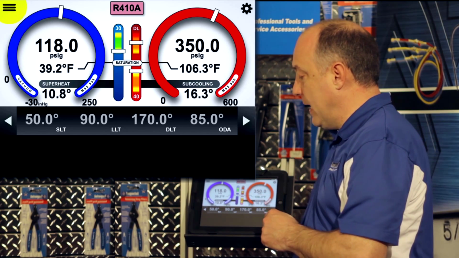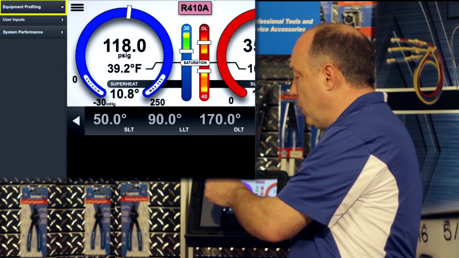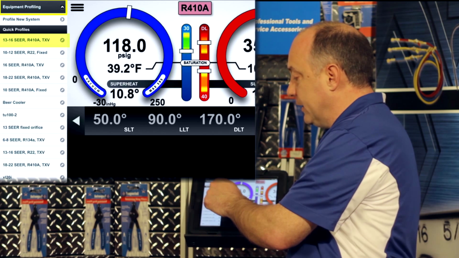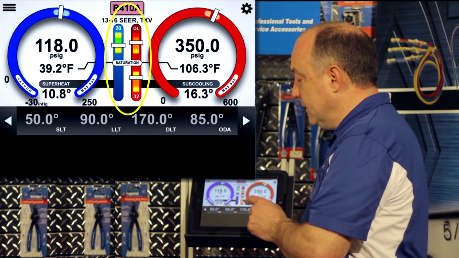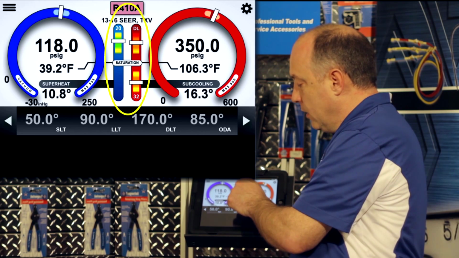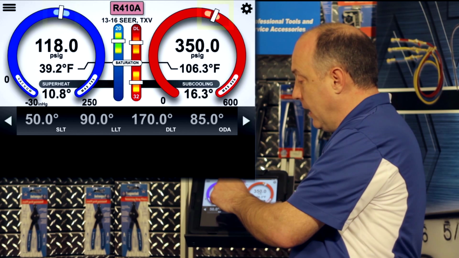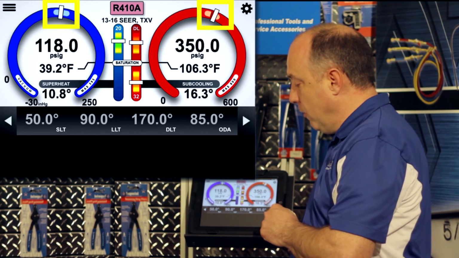Now that we have demo data in, here's where profiling comes into play. If we select equipment profiling, and I select my first profile here, a 13 to 16 SEER 410A TXV system, what that does is it actually readjusted the scales for the superheat and the subcooling, and it put indicators on showing where the pressure should be for the high and the low pressures.